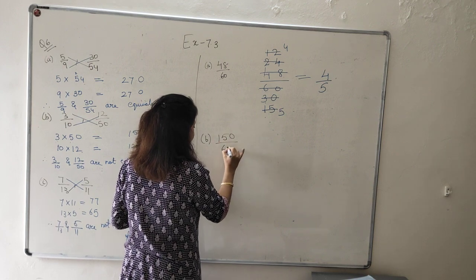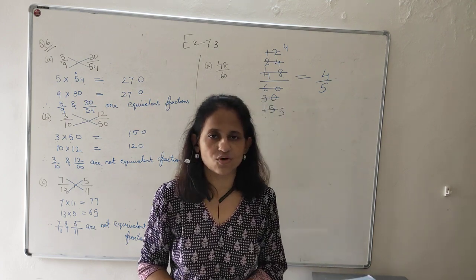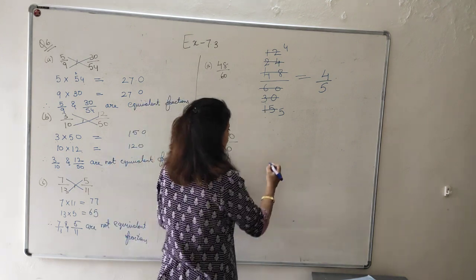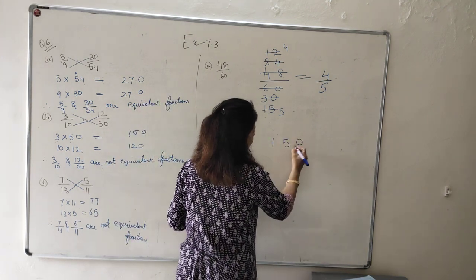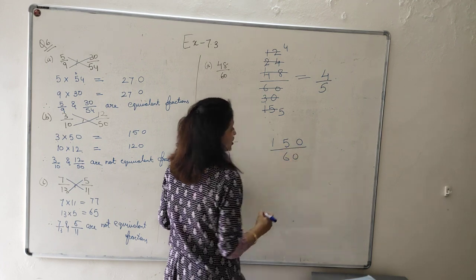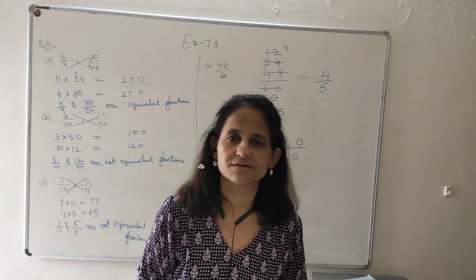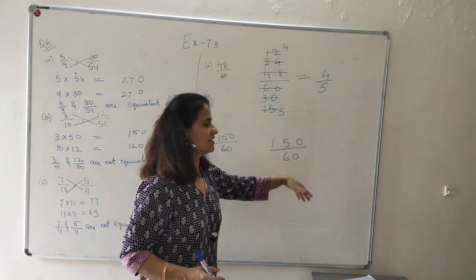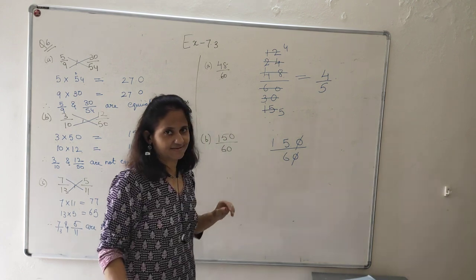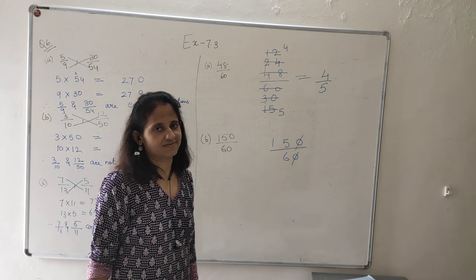150 upon 60. Now whenever you are converting the fractions into their simplest form, please write the digits keeping some gap between them. 150, see I have written 1, 5 and 0, there is enough gap in between, and 60. Now there is one beautiful thing when we are doing the simplest form or the cutting method. If you have zeros at the end, directly you can cut. This 0 and this 0 cancels. Very simple, isn't it? Now I have 15 upon 6.